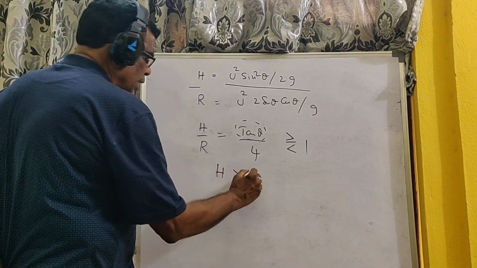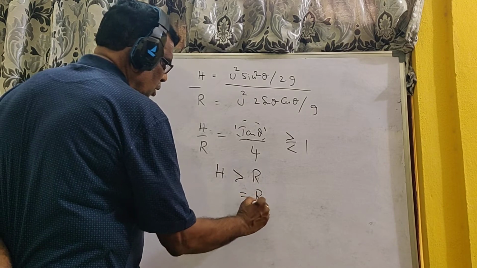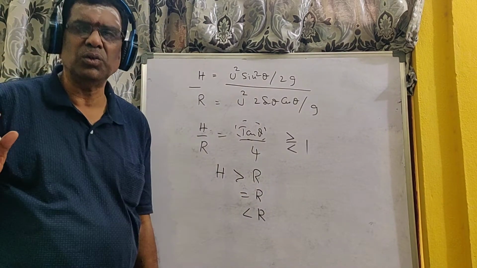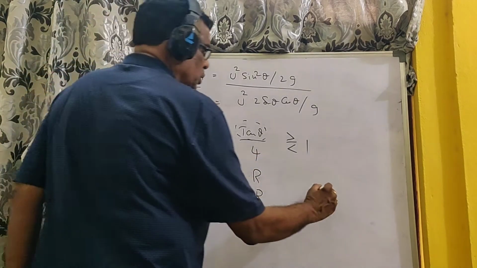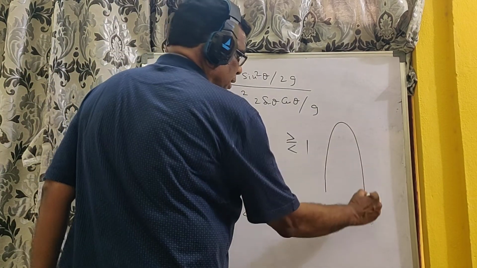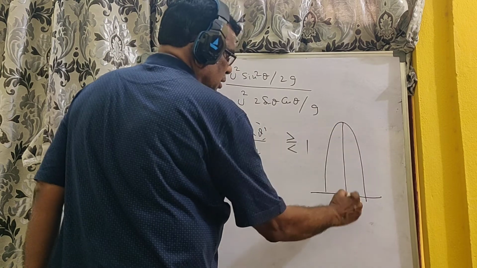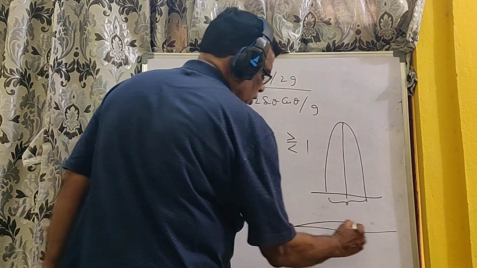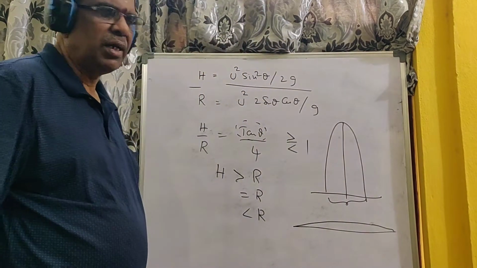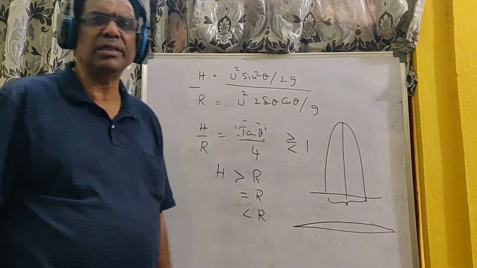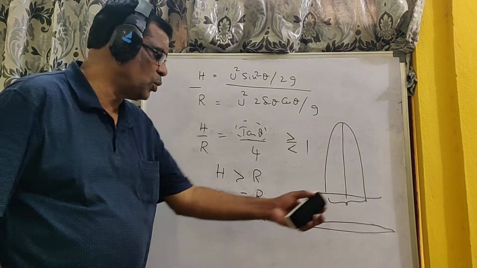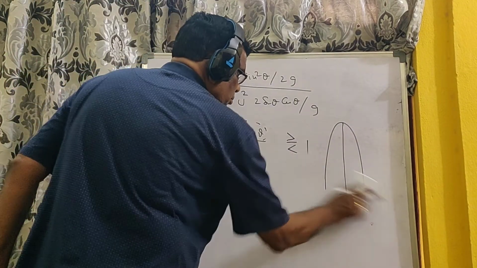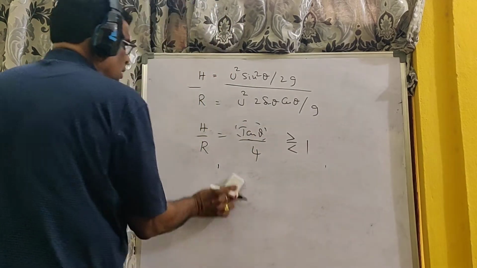H can be greater than R, equal to R, or less than R. There is no hard and fast rule. There could be projectiles which go up like this, where H is much more compared to R. There are projectiles which will go like this, in which case H is much less compared to the range. Now, here is an interesting case where H is equal to R.